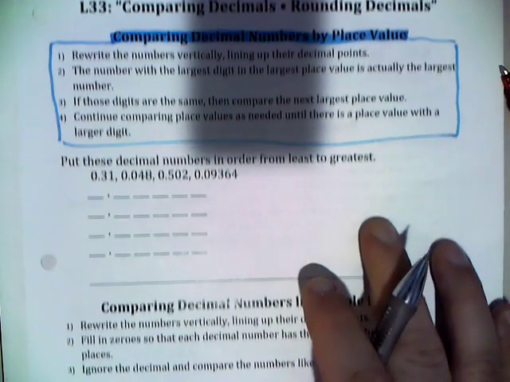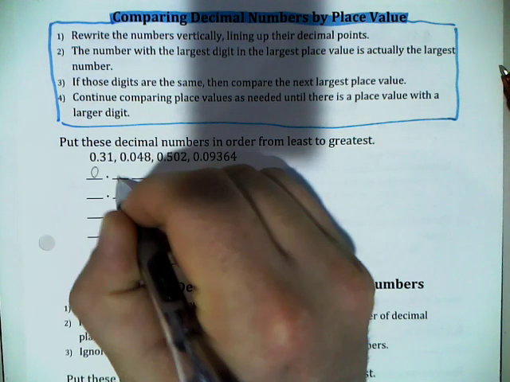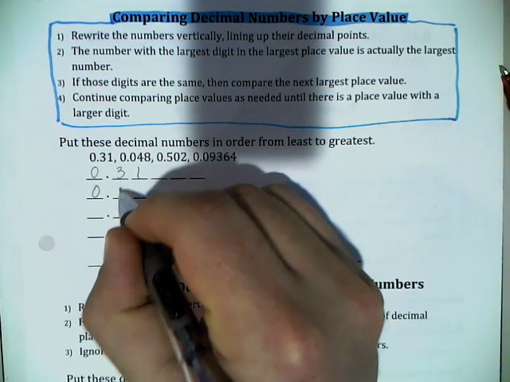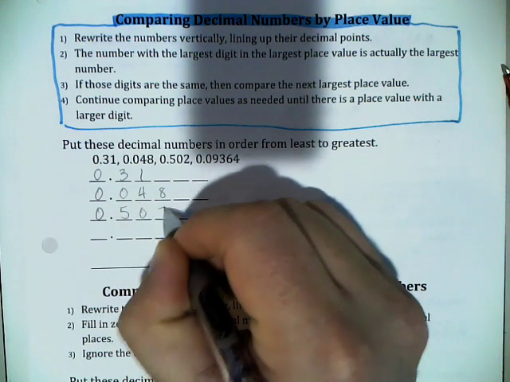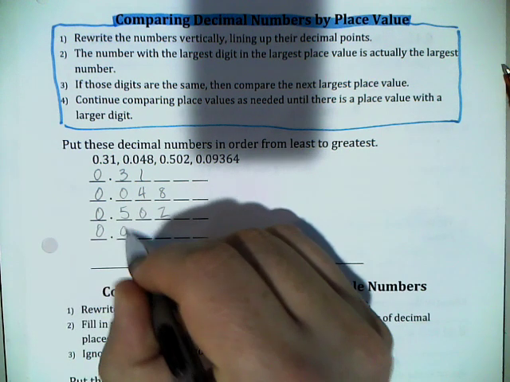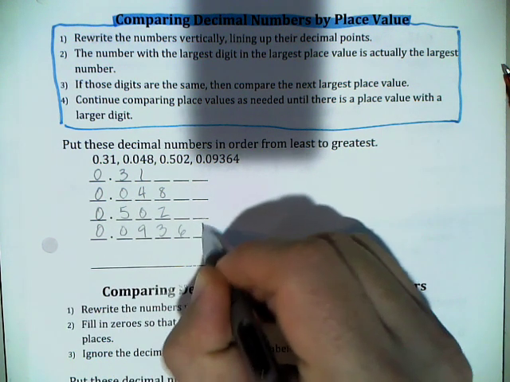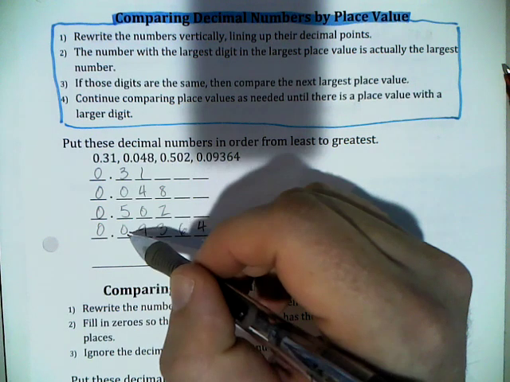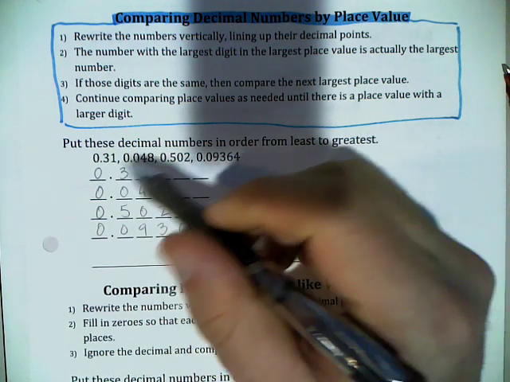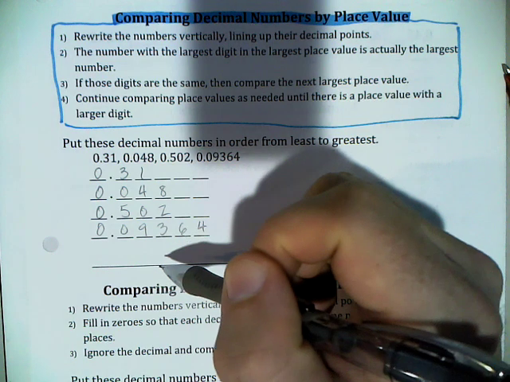So if I go ahead and do step 1 right here, 0.31, 0.048, 0.502, and 0.09364. And now I have provided blanks for each of the digits. And so when you're doing this without blanks, you're going to want to make sure that you're also lining up the digits. So lining up the decimals is just the first step. Lining up each digit then is the continuation of that step.